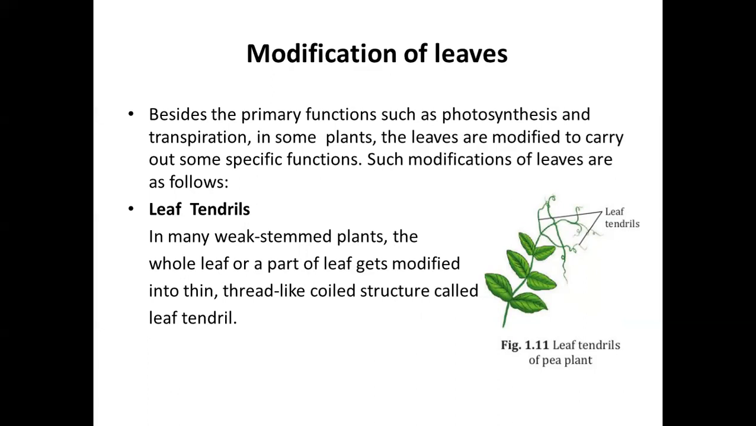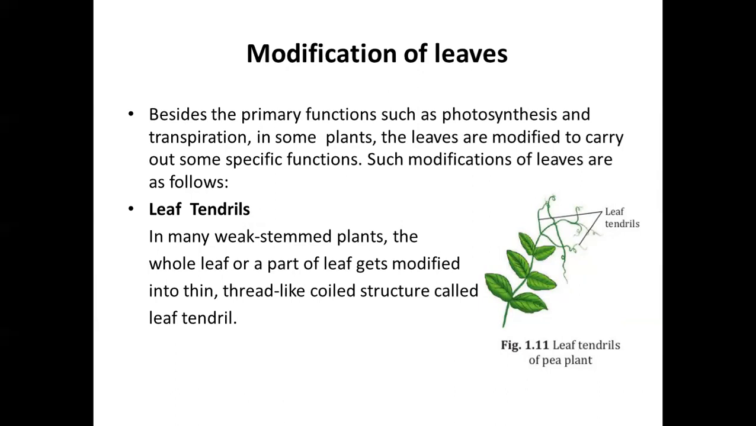And the first part here is the leaf tendril. In many weak-stemmed plants, the whole leaf or a part of the leaf gets modified into a thin thread-like coiled structure, which is called a leaf tendril. This tendril provides suitable support in climbing of the weak stems. For example, the upper leaflets of the sweet pea are modified into tendrils, as shown in figure 1.11. This is the leaf tendril of a pea plant.